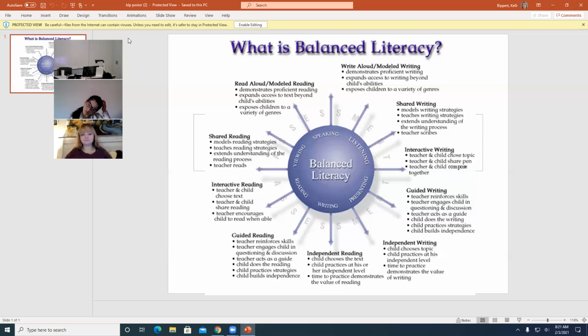Okay. Keep these in mind. These are things that we want to try, and we want to do these things in a strong literacy program. We're not going to do all of these things in this class. We're going to focus on the read aloud. We're going to focus on guided reading, where teachers reinforce skills, they engage children in questioning and discussion, and the teacher acts as a guide. The child does the reading, the child practices strategies, and they build independence. And so you eventually do get them here.